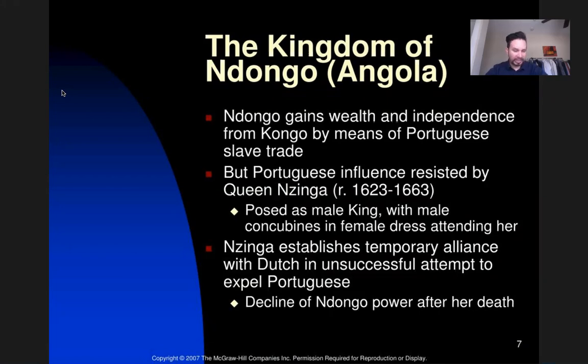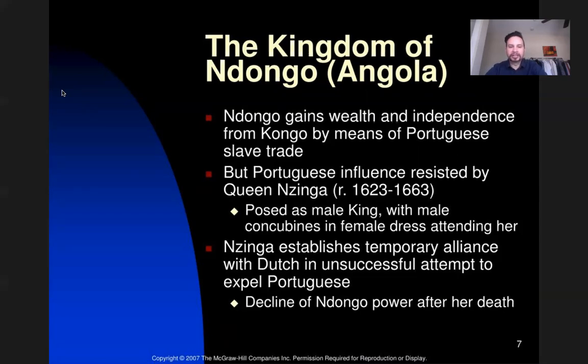She tried to be as powerful as a male king, or at least to be perceived as powerful as a male king, because although African women tended to have more power and freedom than in most cultures in the world, they sometimes considered a queen as still weaker than a king. So she posed as a male king. She dressed like a man. She asked to be referred to as a king instead of queen. And she even walked around surrounded by male concubines, who were dressed in women's clothing.